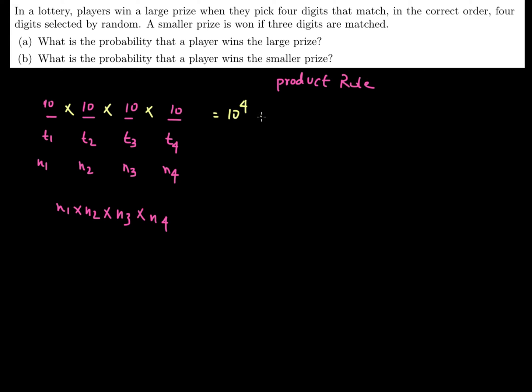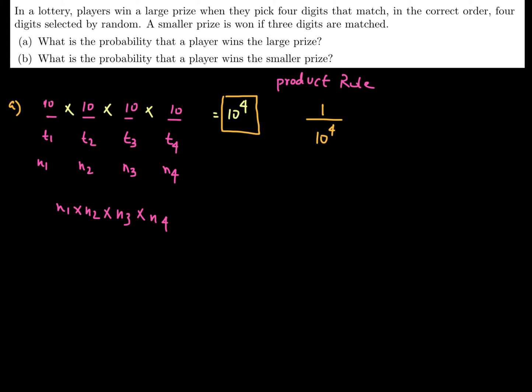these 4-digit numbers. Now the question is, what is the probability that a player wins the large prize? From this entire space of 10 to the power 4 numbers, there's one of them that happens to be the winning number, and the probability of selecting that winning number from this entire space is 1 over 10 to the power 4. So this is the probability. That's part A of the answer.